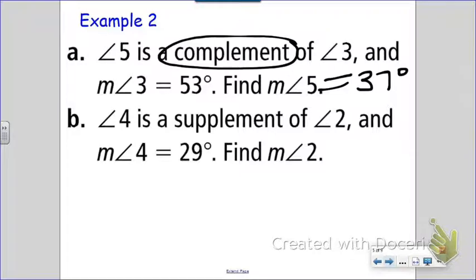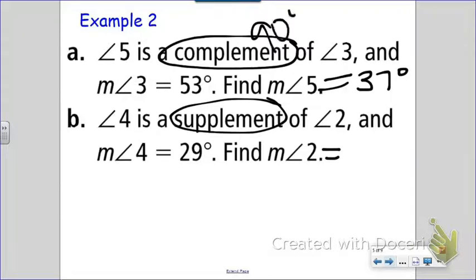Angle 4 is a supplement of angle 2. Angle 4 is 29 degrees. Find the measure of angle 2. Since it's a supplement, that means the sum is 180 degrees. Therefore, we're going to take 180 degrees minus 29 degrees, and we get 151 degrees.